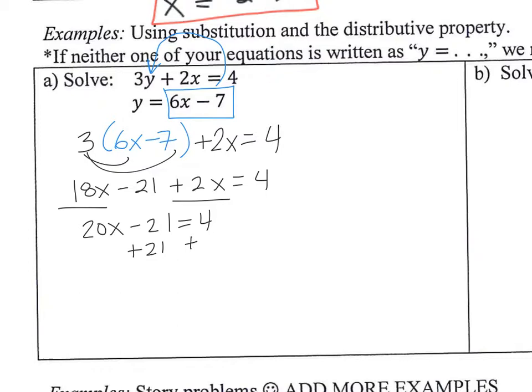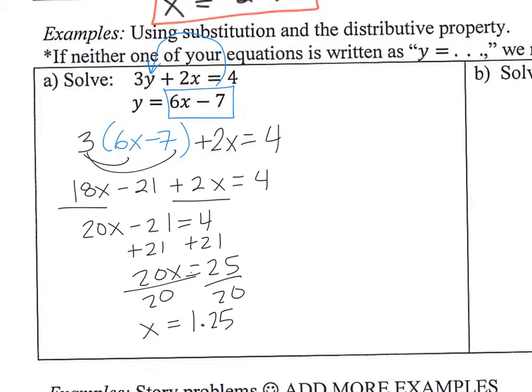Add 21 to each side. So 20x equals 25, and then divide by 20. So x equals 25 divided by 20, which is 5 over 4, which is the same thing as 1.25. Because there aren't any fractions, I could answer as a decimal or a fraction. Then I'm going to substitute this into this equation. So it's going to be y equals 6 times 1.25 minus 7.